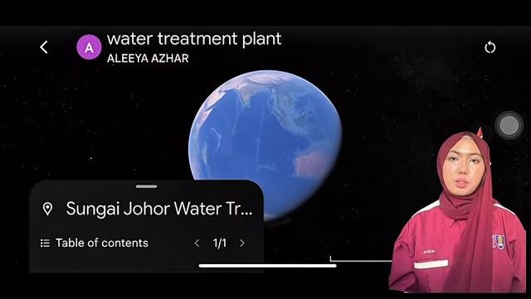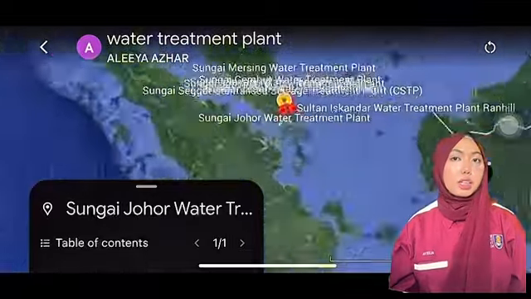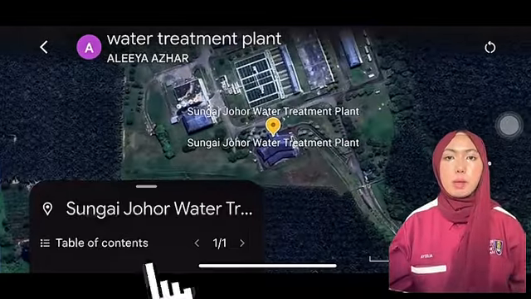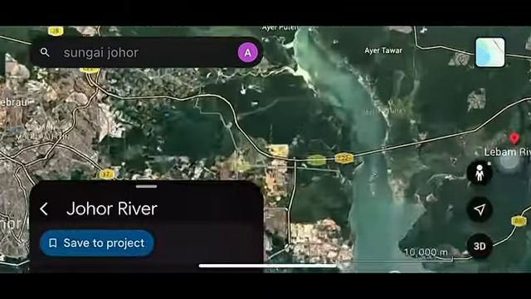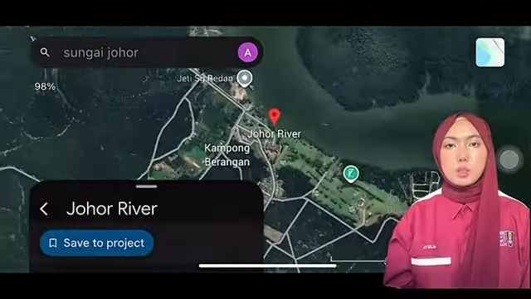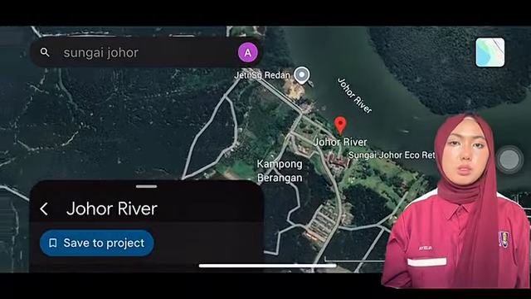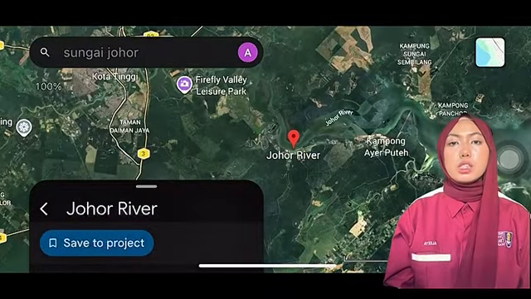The raw water resource for the Sungai Johor Water Treatment Plant in Kota Tinggi is primarily from the Johor River. So take a look at the geographical map that's been displayed. The Johor River is not the only raw resource for the water treatment plant. There is always a backup resource to supply raw water for treatment, which is Ling Yu Dam.